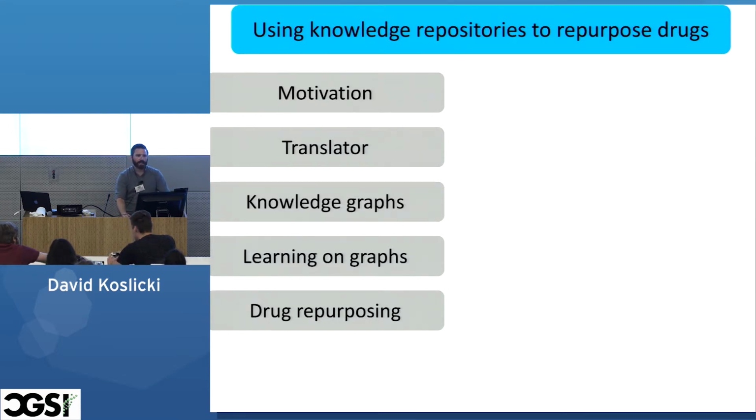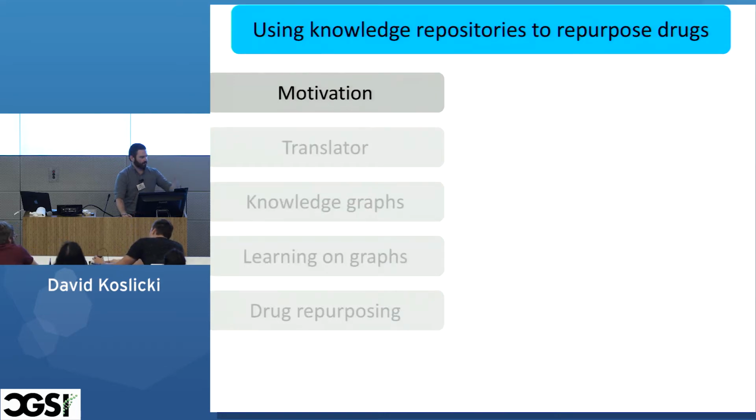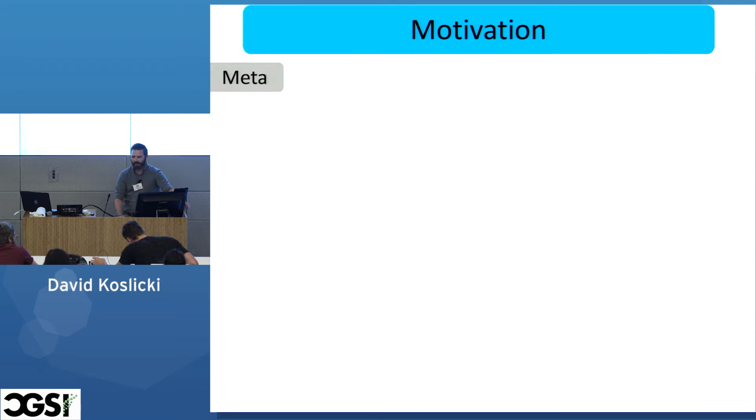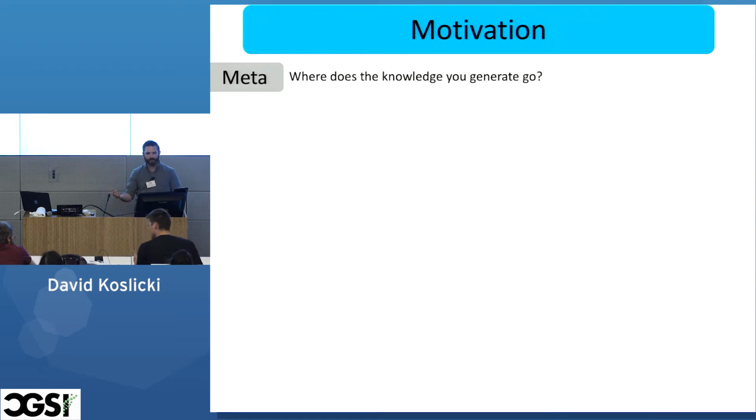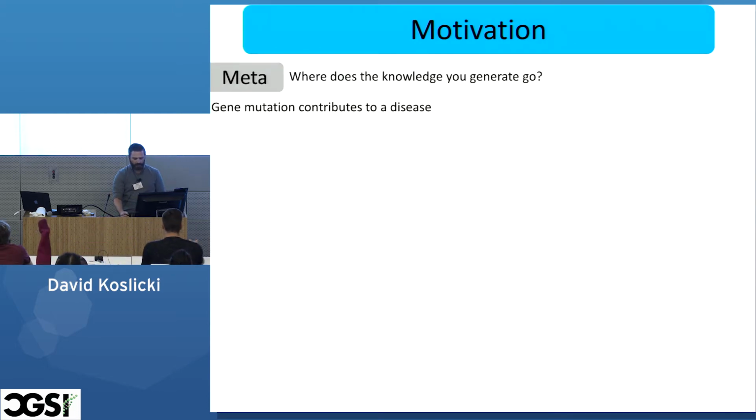So let's go ahead and begin in the very beginning and motivate the problem. We've already seen this mentioned a little bit in some of the previous talks, but just to recapitulate it, let's go a little bit meta. Where does the information that you gather end up? Where does the knowledge you generate go? For example, let's say that you find that a certain gene mutation contributes to a disease, and this has been computationally or experimentally verified, and it is now fact.